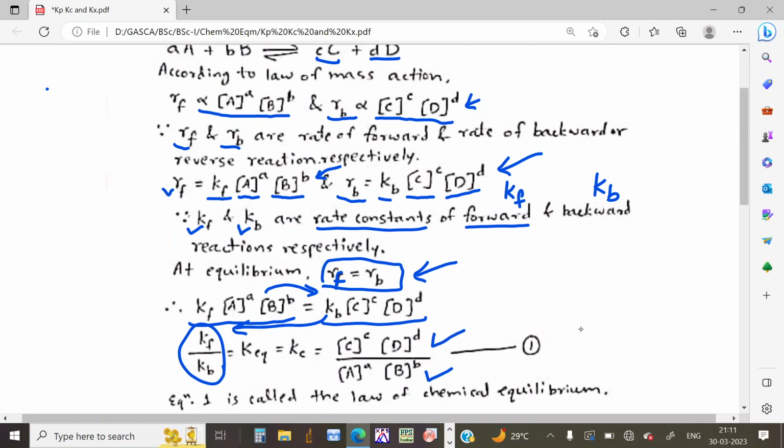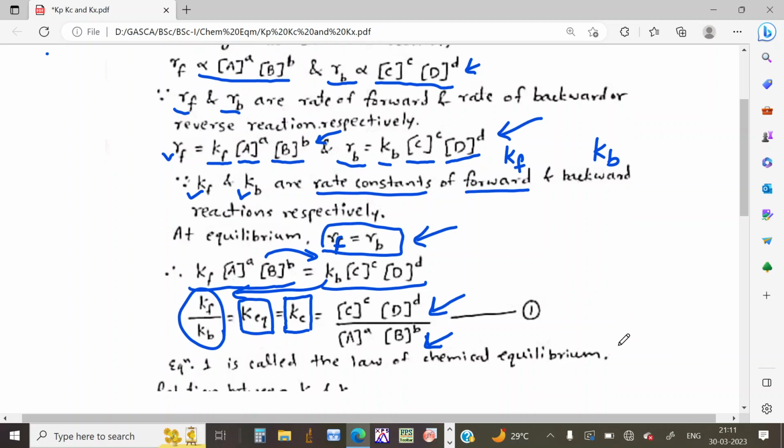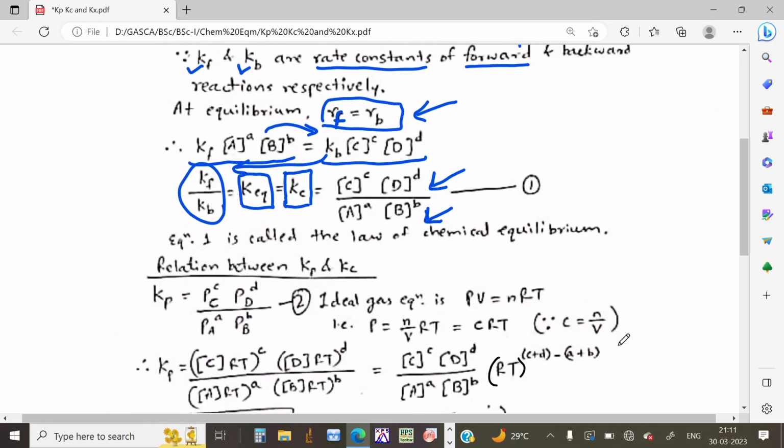This ratio of Kf to Kb is called the equilibrium constant, and this equilibrium constant is in terms of concentration terms, so we can also write Kc. Okay, so Kc is the equilibrium constant in terms of concentrations. You can see here product concentrations divided by reactant concentrations, and the powers are the coefficients in the balanced chemical equation. So this equation number 1 is called the law of chemical equilibrium.